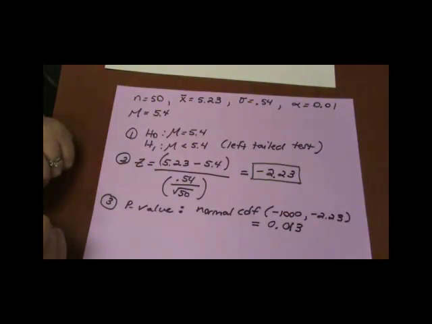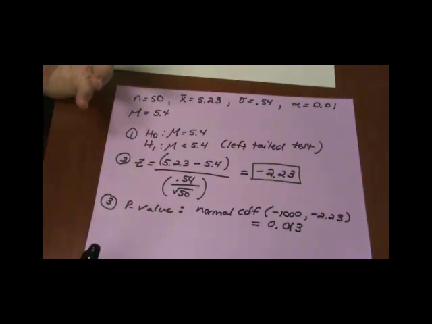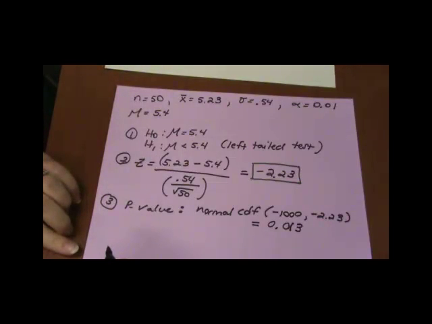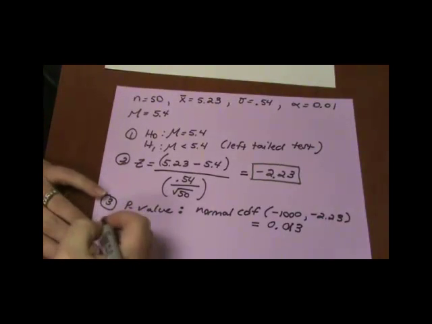Okay, so that's my p-value. That's all you have to do if you're using the p-value method. Now I'm going to finish this and do step 4 with the p-value, and then I'm going to come back and do 3 and 4 with the critical value.